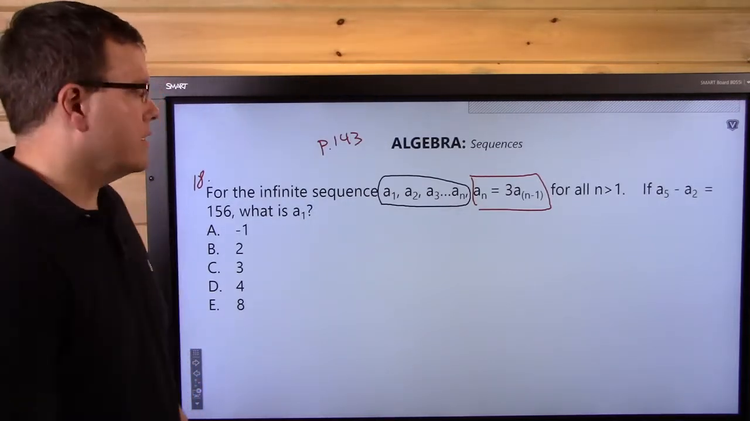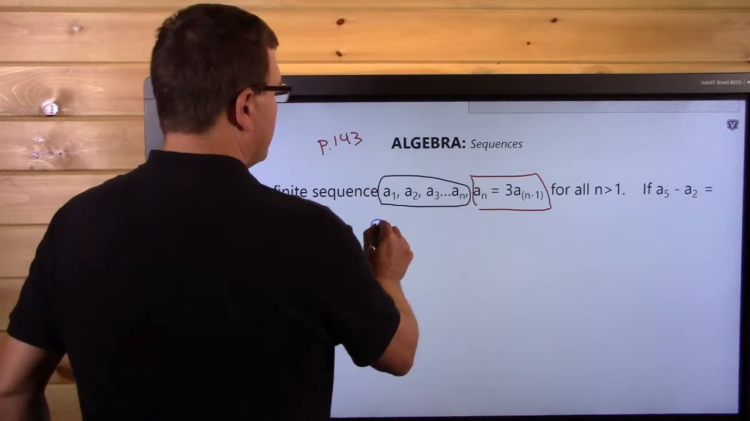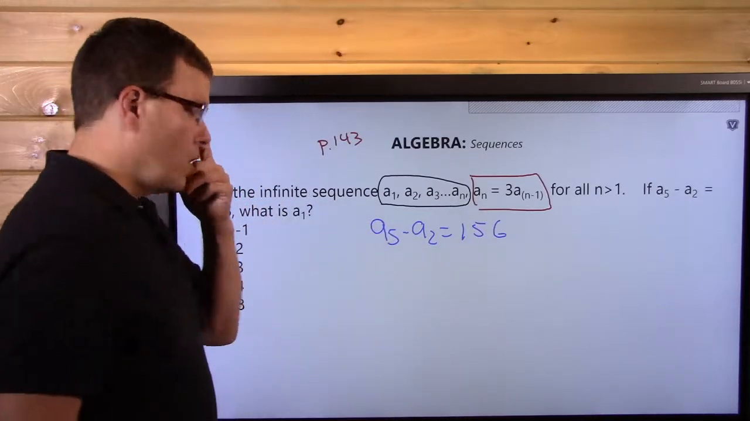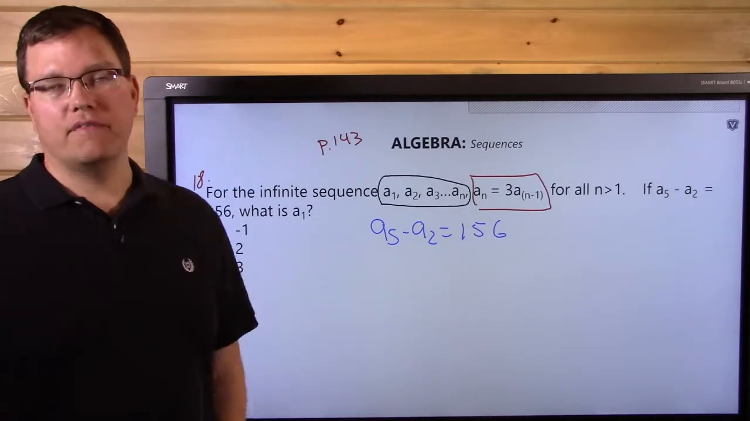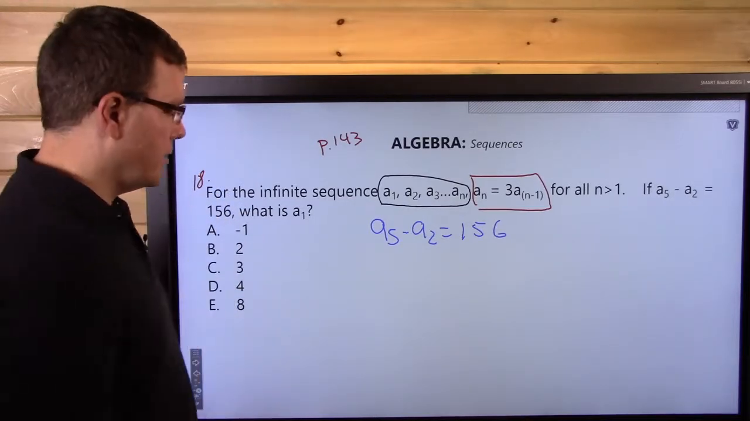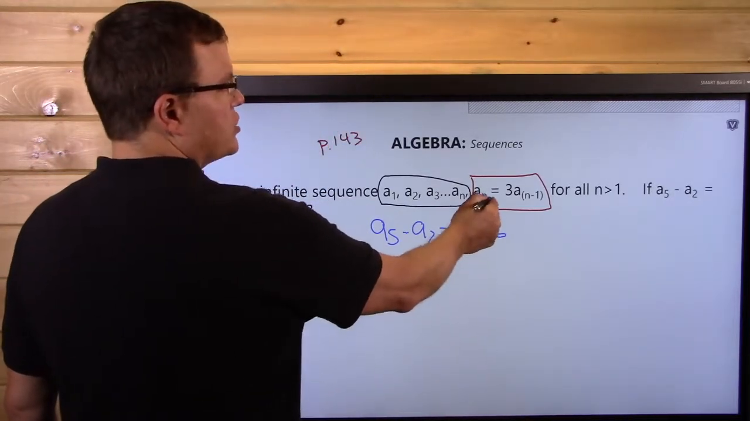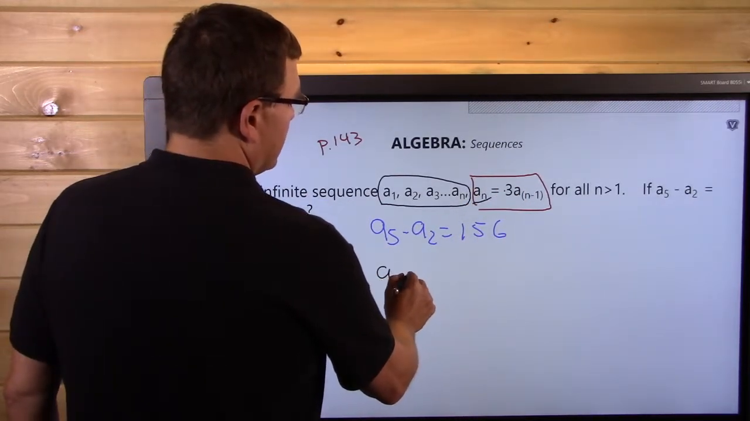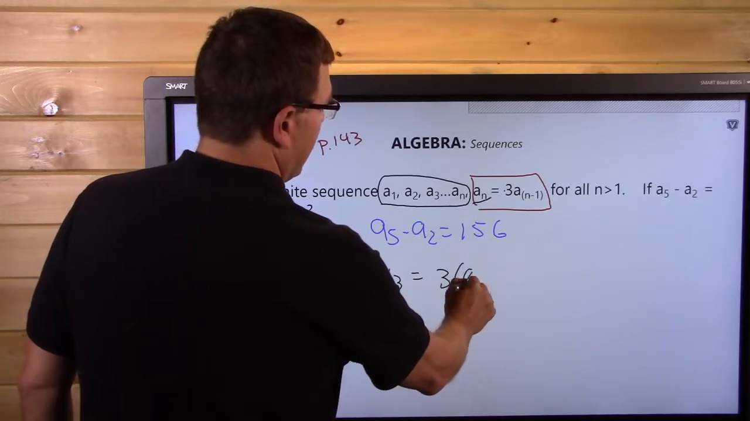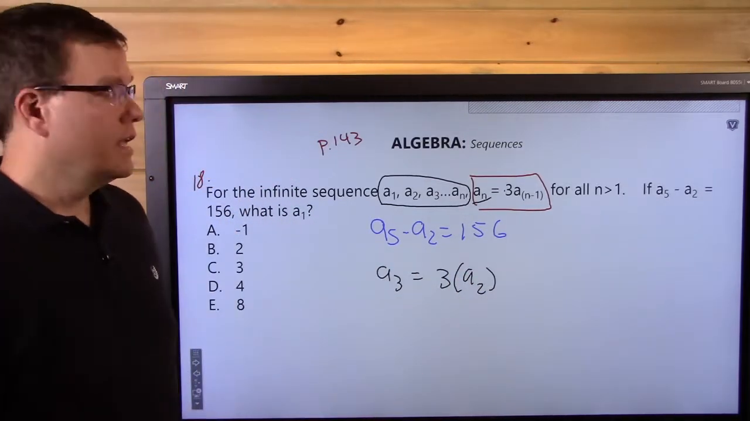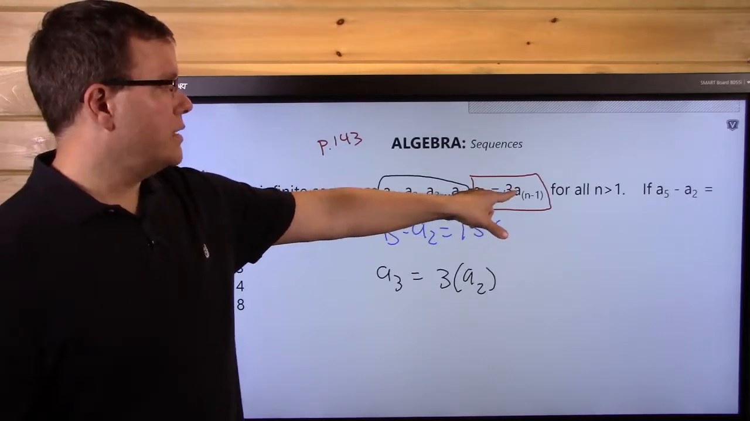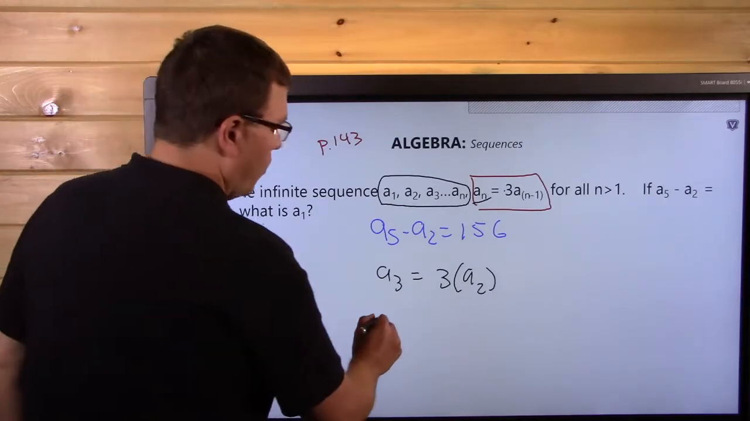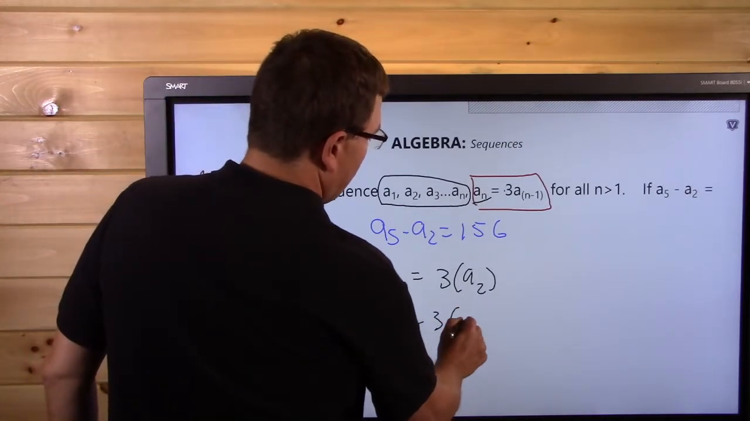Okay, so let's figure this out. We know that a sub 5 minus a sub 2 is 156. Well, we have to find a way to relate a sub 5 to a sub 2. So watch this as we go step by step. Each term is 3 times the preceding term. So a sub 3 is equal to 3 times a sub 2. You see that? If n is 3, 3 minus 1 is 2. So 3 times a sub 2. A sub 4 is equal to 3 times a sub 3.